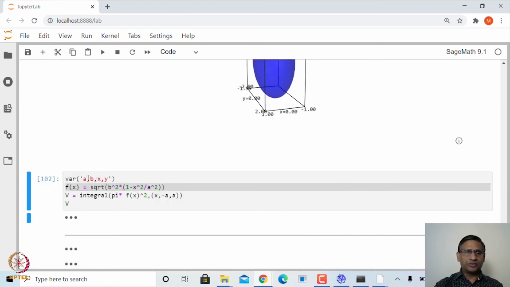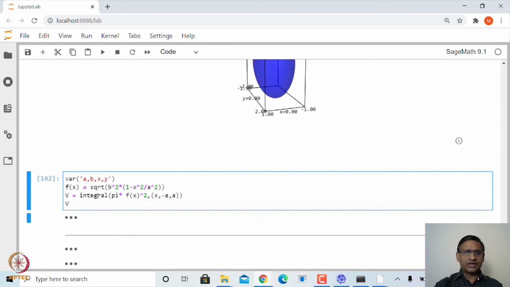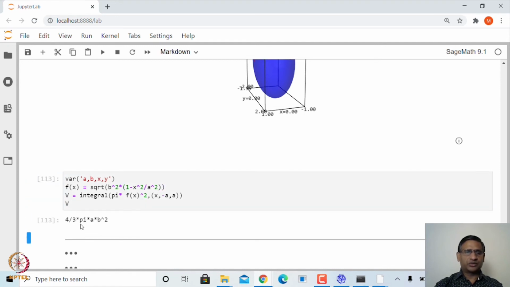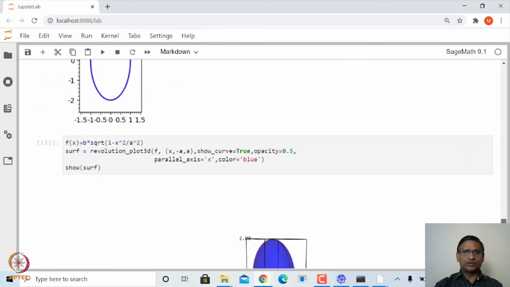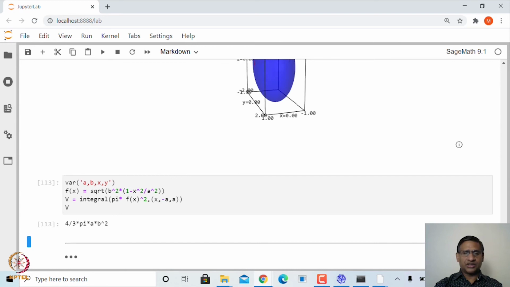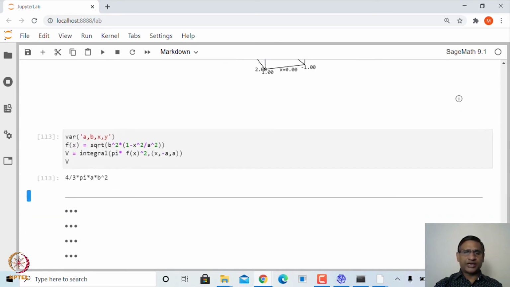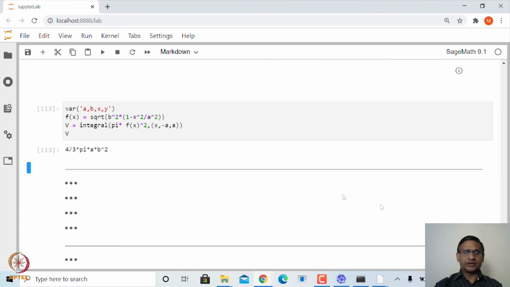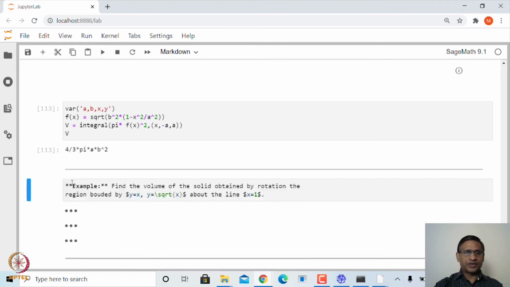And you can compute its volume by the formula integral of pi into f of x the whole squared, x varying between minus a and a, and here f of x is b into the square root of 1 minus x square by a square. So, this volume is 4 by 3 into pi into a b square. So, you can see here these are the symbolic integrals which Sage is able to find. It is not just that it will find the numerical integral, but it can also find the symbolic integral in the majority of the cases wherever the integral is possible in closed form, right.